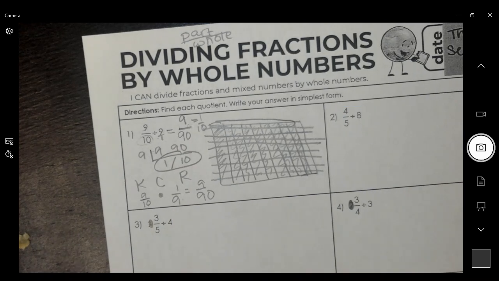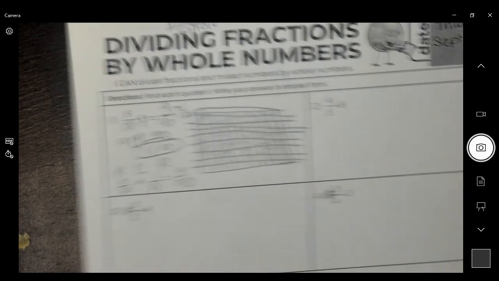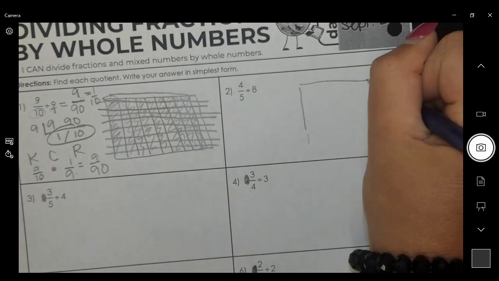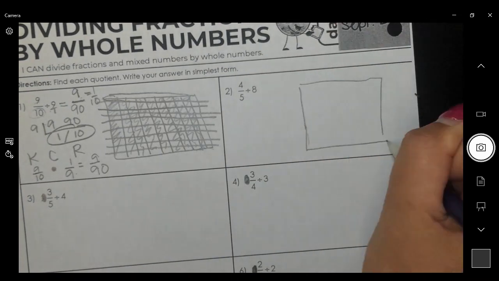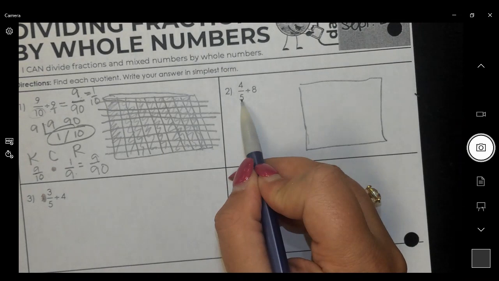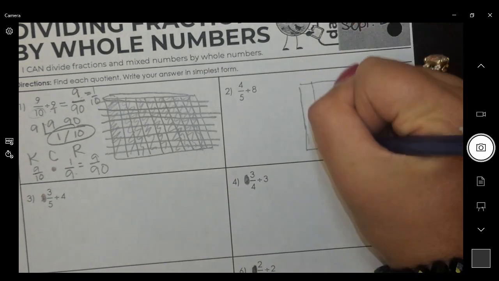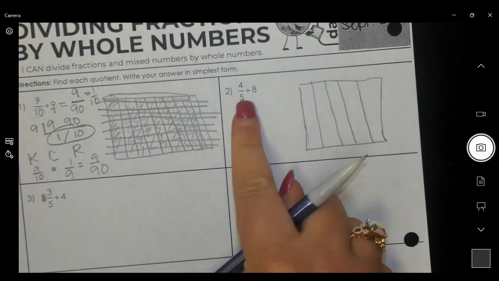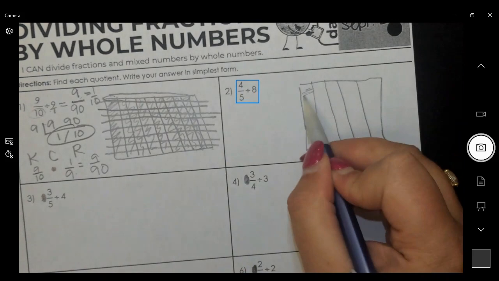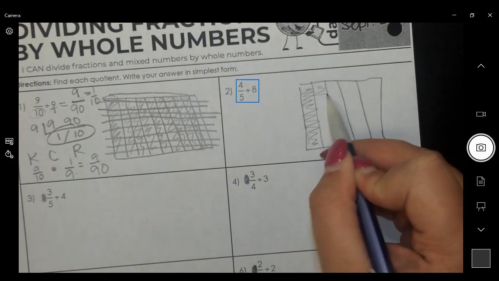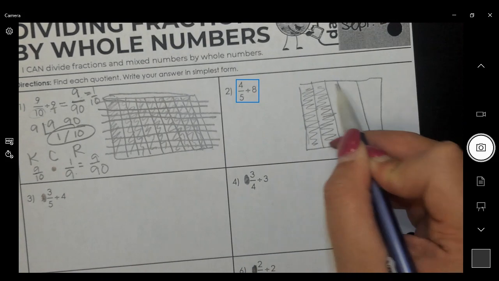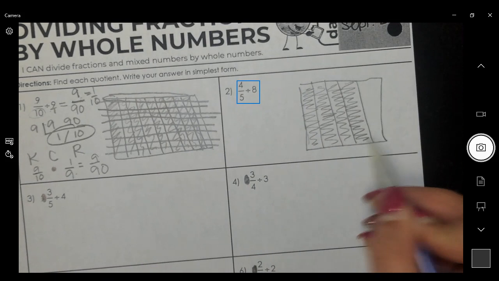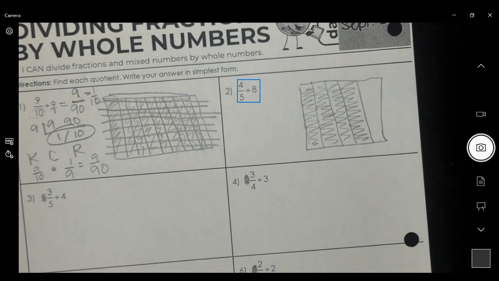Okay, so you're going to do that for each one of these. You're going to create your Play-Doh. Okay, you're going to cut it into whatever the denominator tells you. So fifths here, 1, 2, 3, 4, 5. So we're talking about 4/5. So shade in 1, 2, 3, 4/5. So there's 4/5 of the Play-Doh.